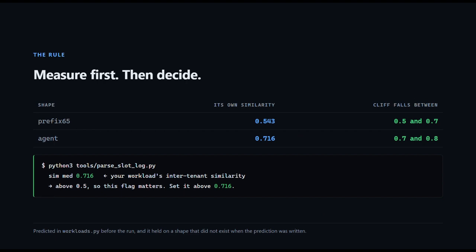And the cliff isn't at a magic constant. For each sensitive shape it lands on that shape's own measured similarity. 0.543 drops between 0.5 and 0.7. 0.716 drops between 0.7 and 0.8. That was predicted before the run, and it held on a shape that didn't exist when the prediction was written. So you don't guess, you measure your own similarity first, and that tells you both whether to tune and what to tune to.